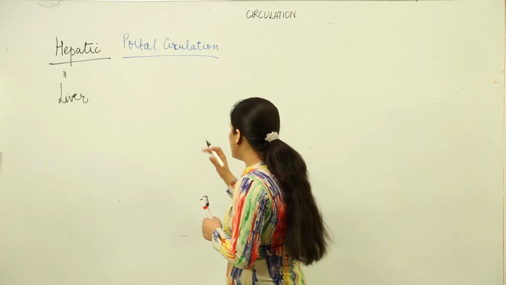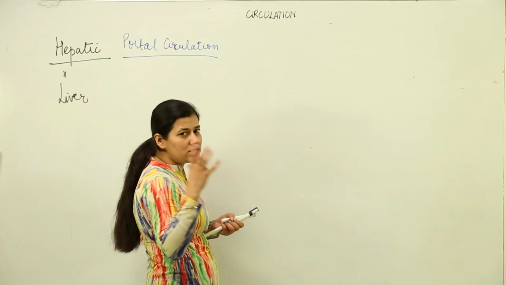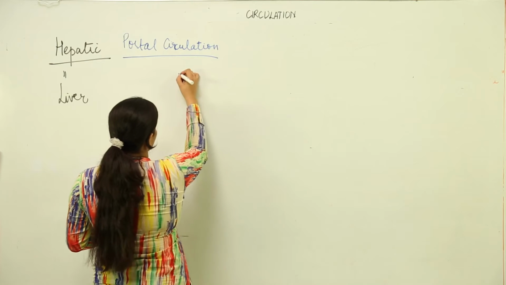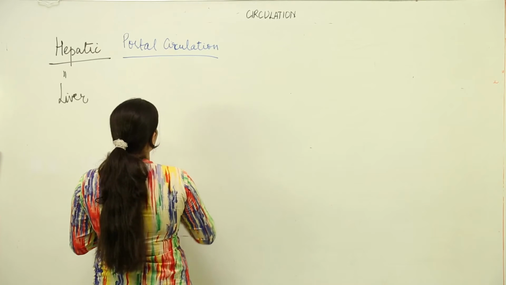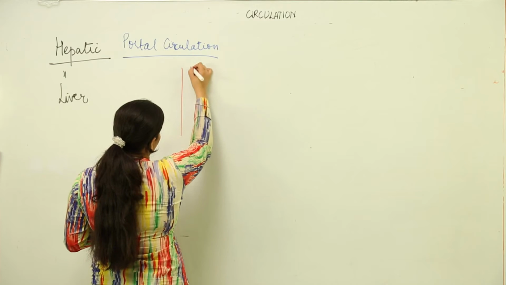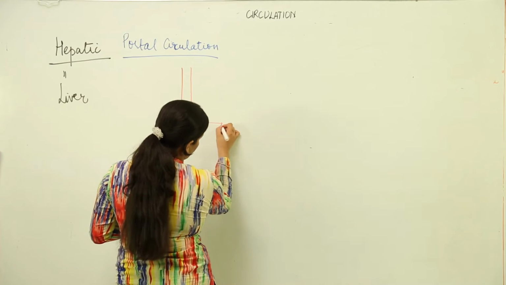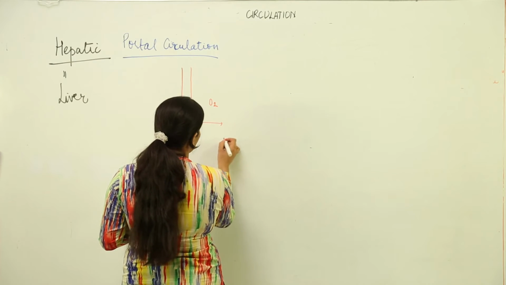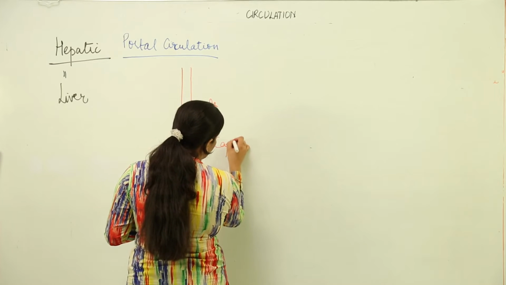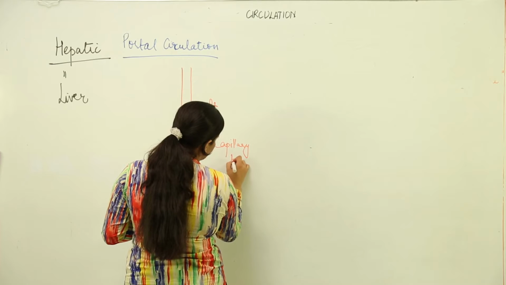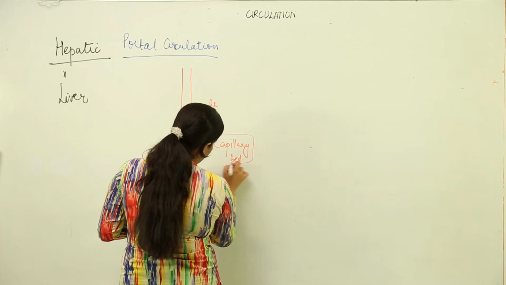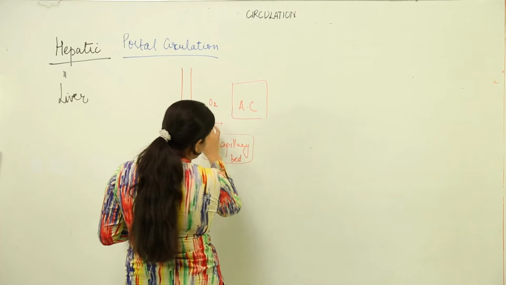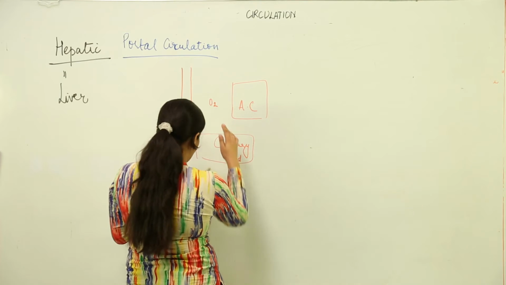Now just in order to understand what this portal system is all about, I am going to give you a simple representation of a portal system. Supposedly this artery is bringing oxygenated blood to the alimentary canal. Now oxygenated blood has come over here. There would be exchange of oxygen, there would be exchange of nutrients, and there would be a capillary bed, right? Supposedly this is the capillary bed, this is the alimentary canal. Now there is exchange which has taken place from this capillary bed.